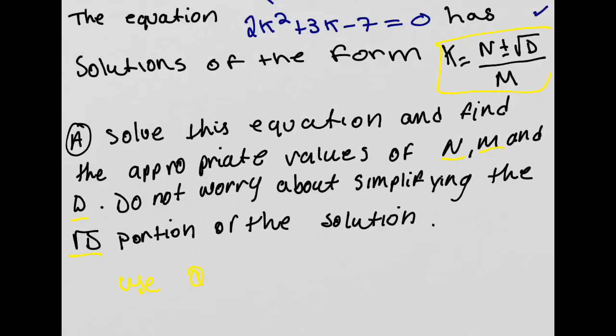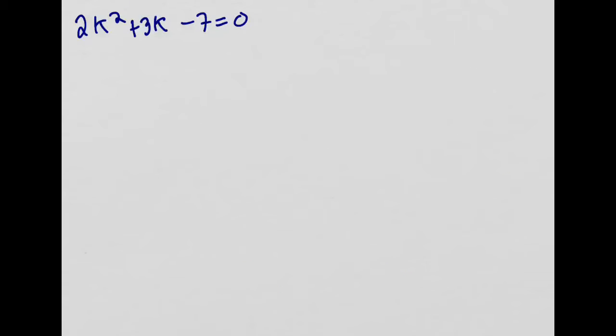We're going to use the quadratic formula to solve this. The formula is x equals negative b plus or minus the square root of b squared minus 4ac, all over 2a. So we're going to take this example and solve using the quadratic formula. So a equals 2, b equals 3, c equals negative 7.